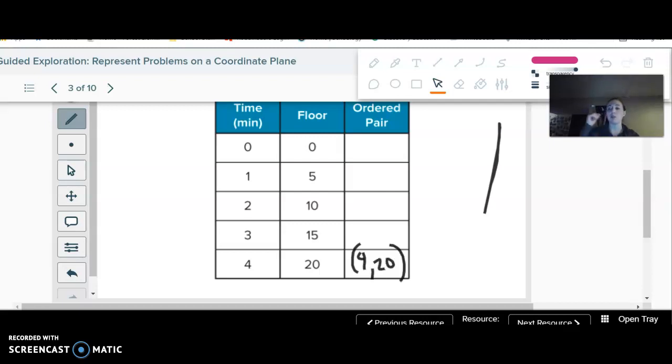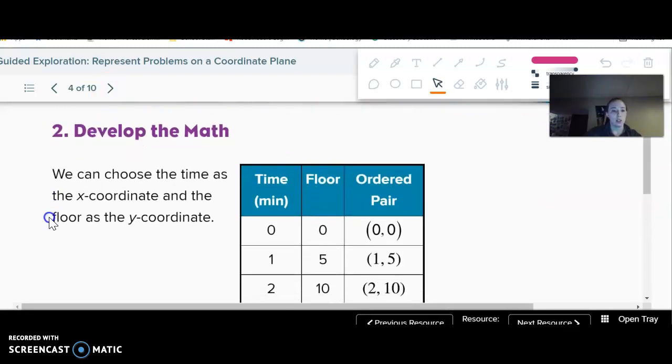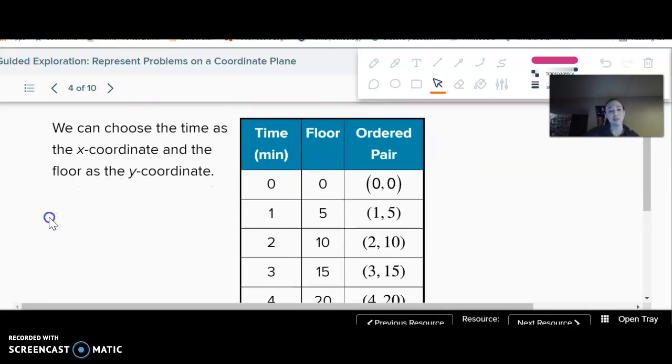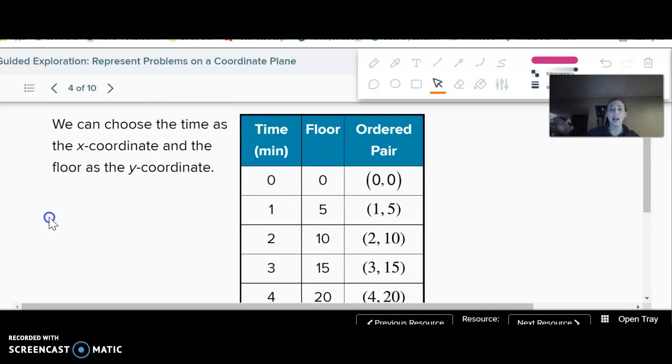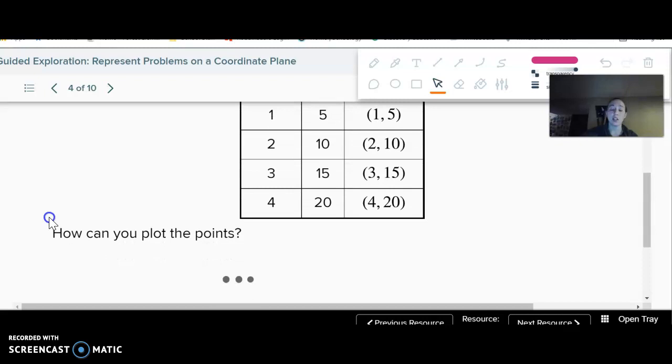So again, those are called my ordered pairs. X, Y, it's in alphabetical order. X comes before Y. How far you go over, how far you go up. Time is the X coordinate. Floor is the Y coordinate. The time will always be on the X in a line graph. So months, days, years, minutes, seconds. Those will always be on the X, and whatever else will be on the Y. So there are the pairs we just wrote.